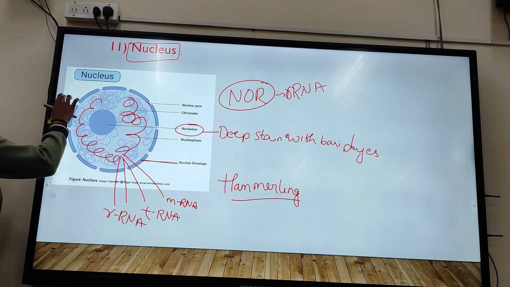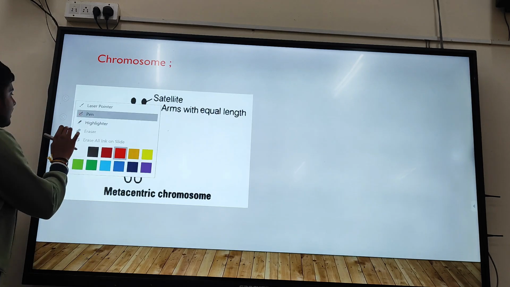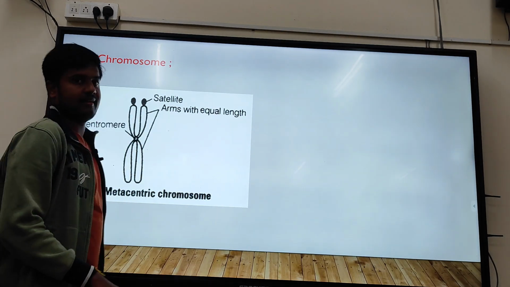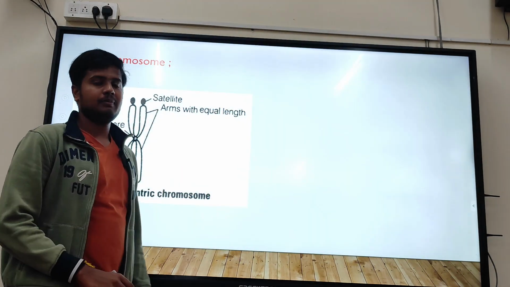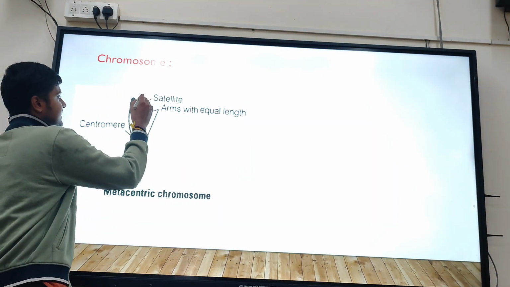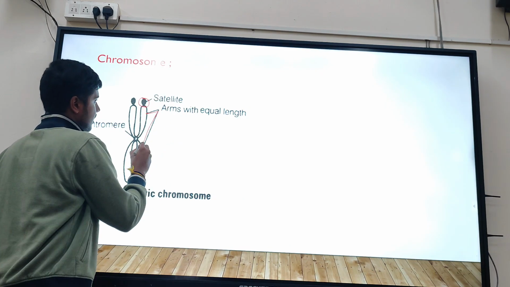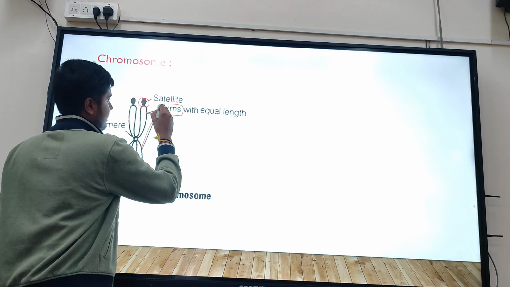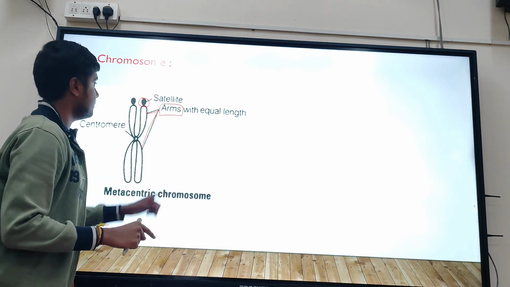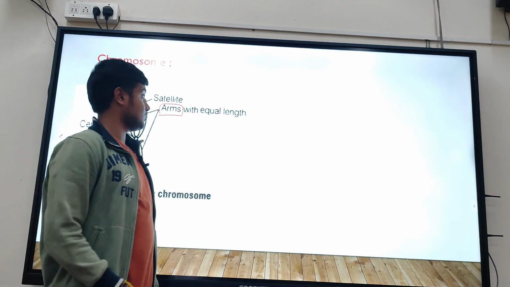Next, let's move on to the next topic. That is not a cell organelle, it comes under the nucleus, and it is the chromosome. Let's study the chromosome. It is present in the nucleus only. This constricted part of the chromosome is called the satellite. These both are the arms. This constricted region of the chromosome is the satellite.